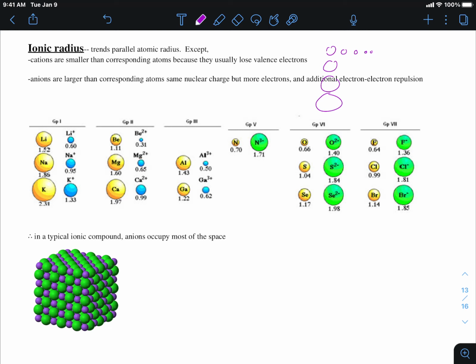Okay. So let's talk specifically about when you have ions. Whenever you have an ion, the radius is going to change. Right? So in general, we need to understand that cations are smaller than their atoms.